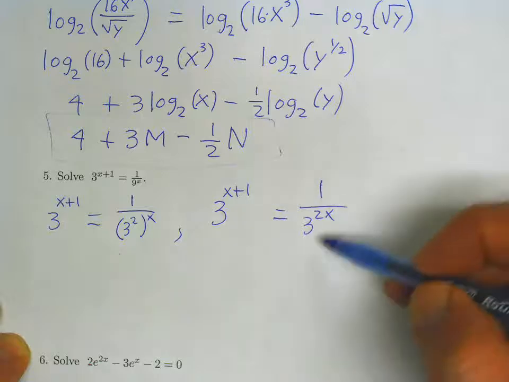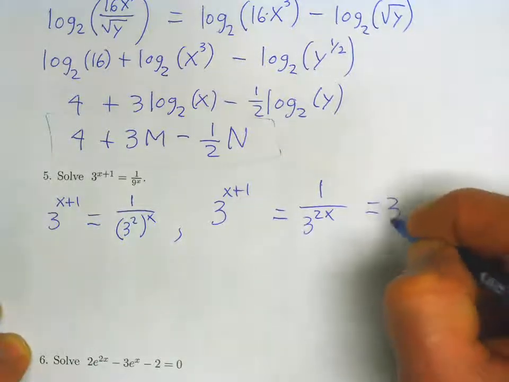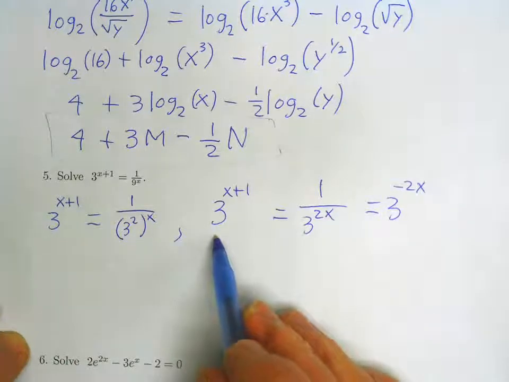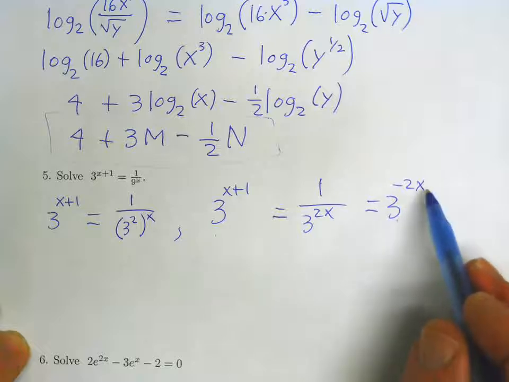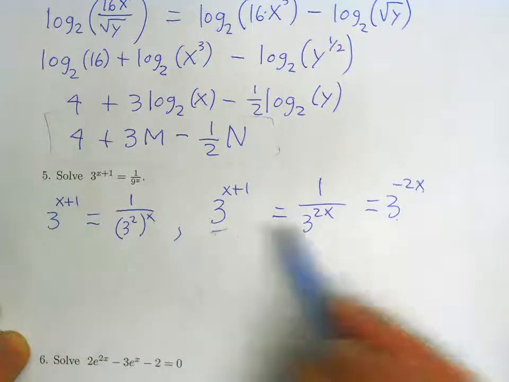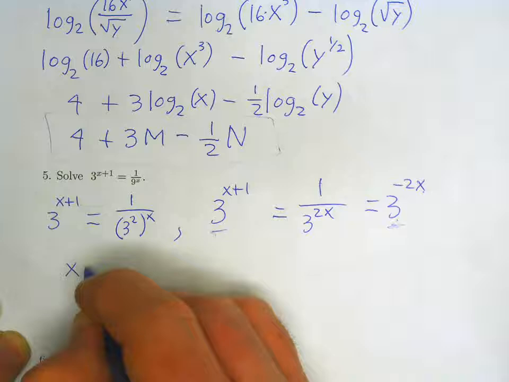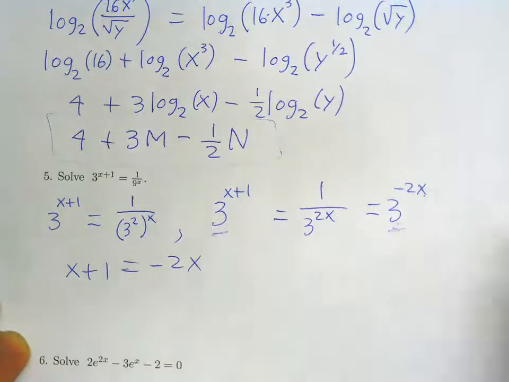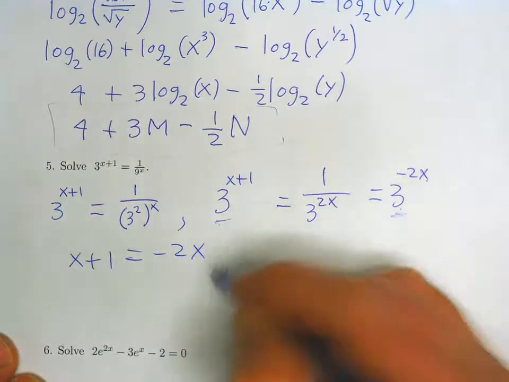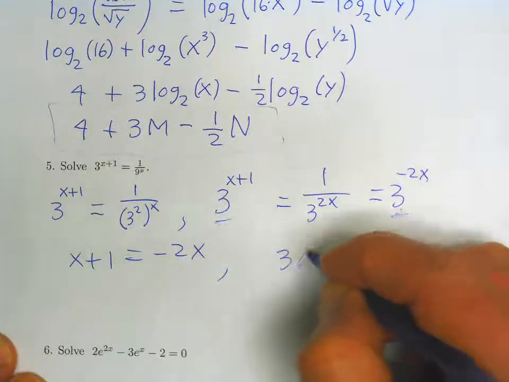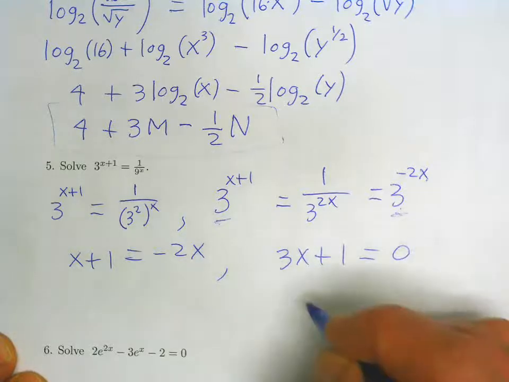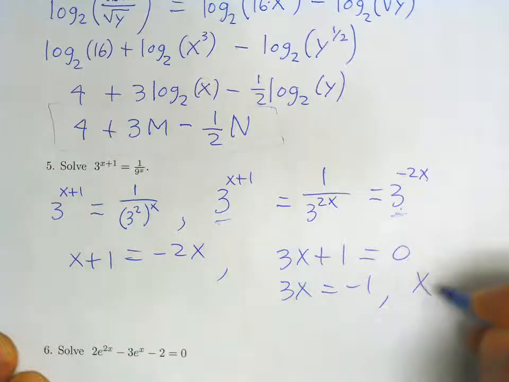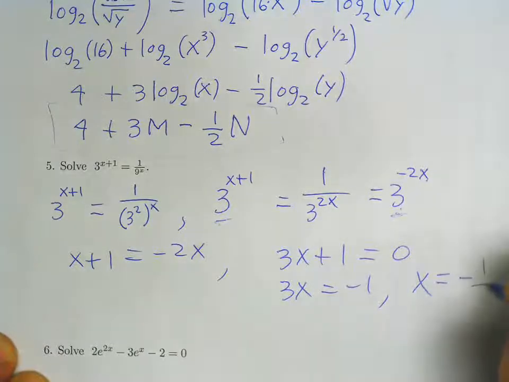And 1 over 3 to the 2x is 3 to the negative 2x. So now we have 3 to the x plus 1 equals 3 to the negative 2x. Since the base numbers are the same, we can say that the exponent x plus 1 is equal to the exponent negative 2x. And then just solve for x. So add 2x to both sides, we get 3x plus 1 is 0. Subtract 1, 3x equals negative 1. And then finally, x equals negative 1/3.